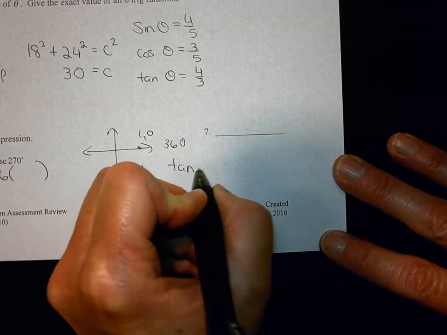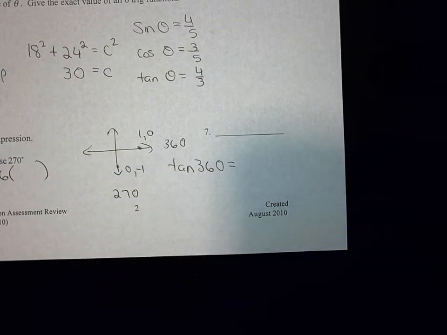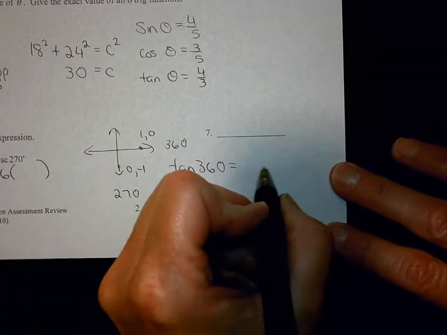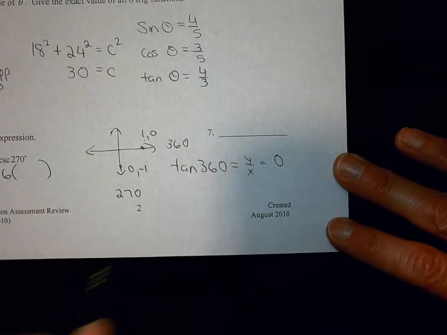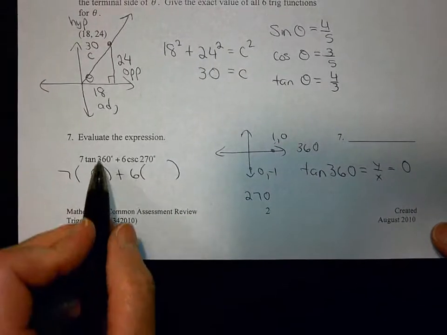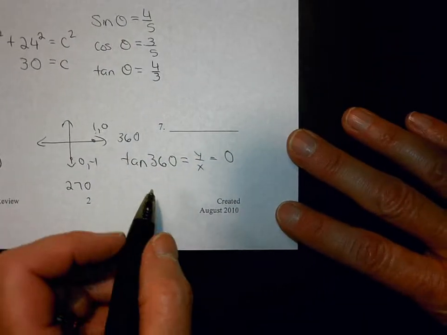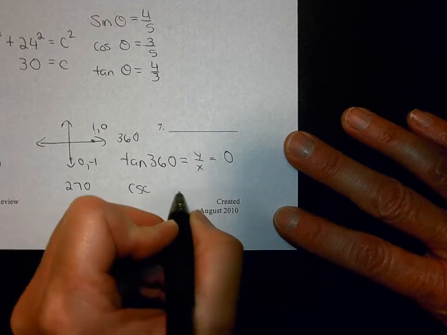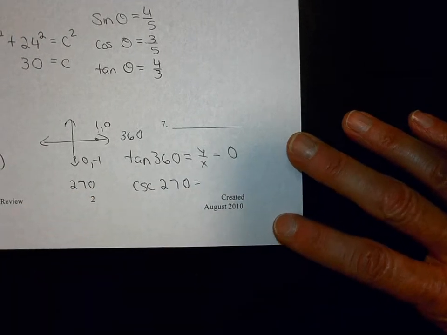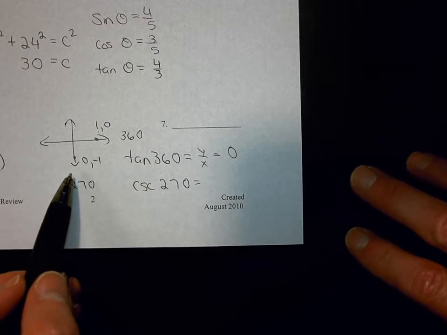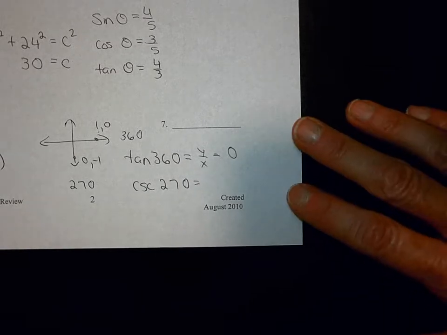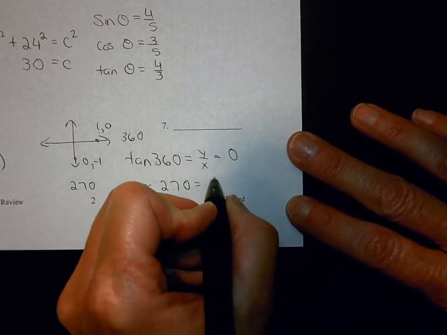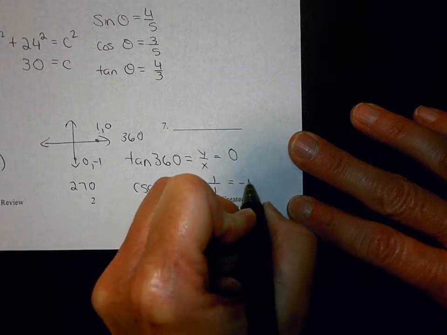Okay, tan of 360, tangent is y over x. So if we're here, y over x is going to be a 0. So we can put 7 into the tan of 360. Okay, we go back here and we need a cosecant. Cosecant of 270. We're using the two values here, the 0 and the negative 1. And cosecant is r over y, or 1 over y. So 1 over negative 1 is negative 1.